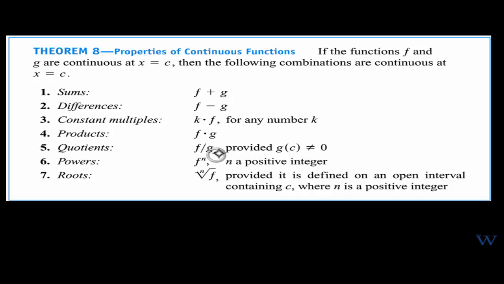What about a quotient? As long as at x equal to c the function in the denominator is not equal to 0, then the quotient is a continuous function. And of course, any positive integer power like x squared, x cubed, etc. And of course, the cube root of x and the square root of x, provided that the function is defined on an open interval containing c. Because if we have, let's say, the square root of x, then it's only defined from 0 to plus infinity, and so on and so forth.